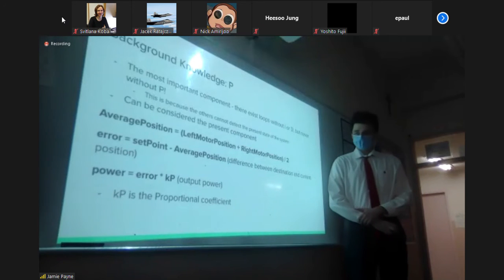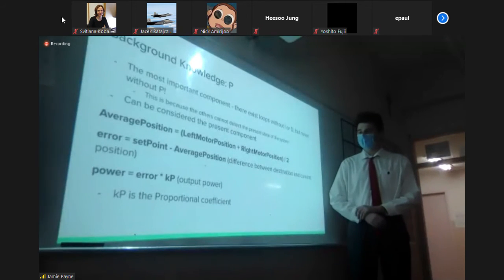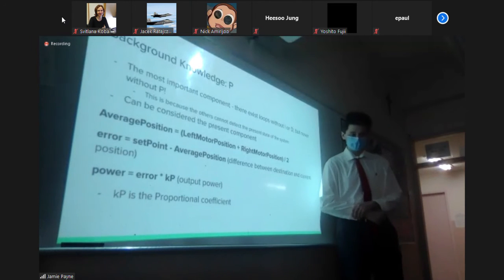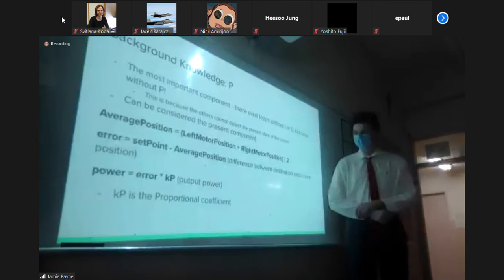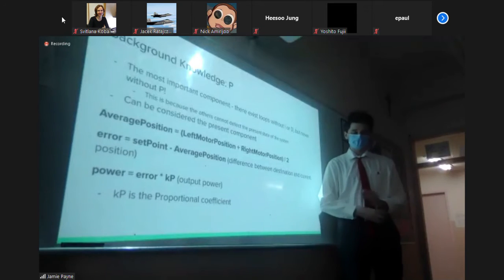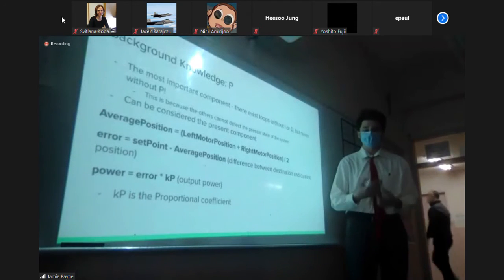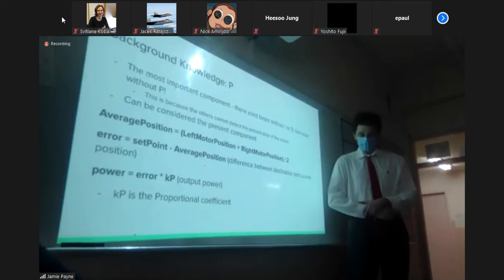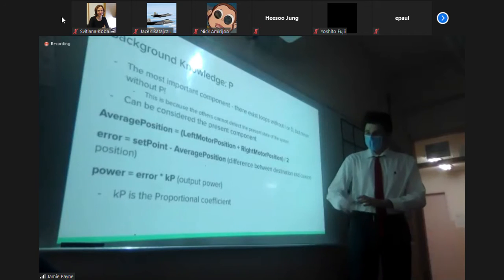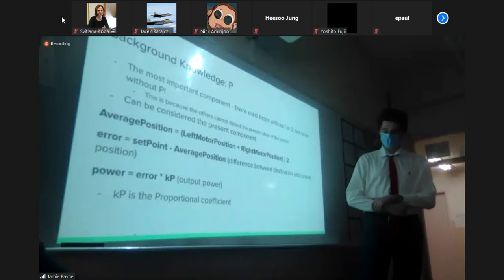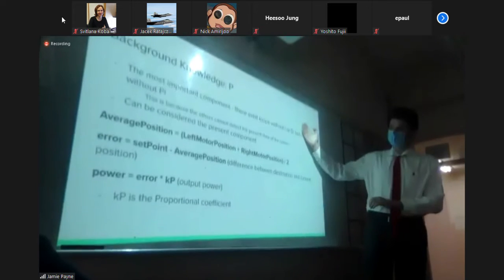The output power from the P component is calculated by first getting the average position of the robot at that moment in time, by getting the position of the left motor and the right motor, and taking an average. Then you find the error by taking the set point, which is the destination or target, and subtracting the average position found here. Finally, you multiply error, which is found here, and kP, the proportional coefficient, which will come into play later, to get the power which comes from the proportional component.